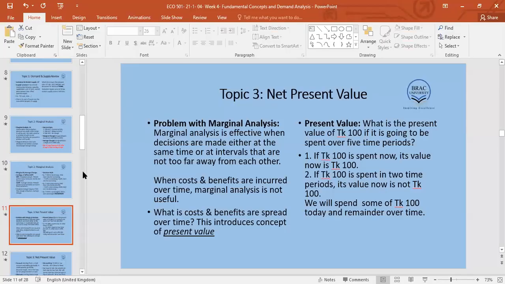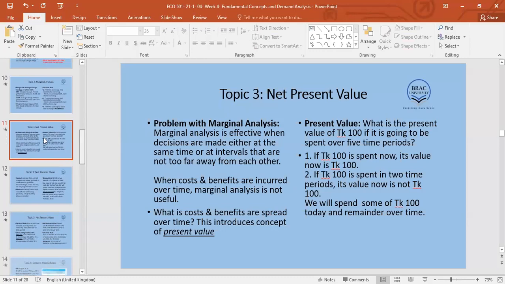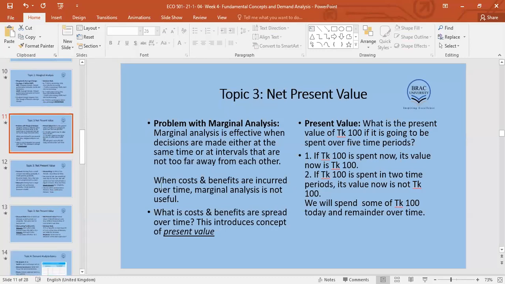Beautiful. These are very basic things, but often they don't tell you these simple things in school. So just look at the slides now. What is the present value of taka 100 if it is going to be spent over 5 time periods and equally? Today the value of taka 100 is 20 taka. If I'm going to spend the taka 100 in 2 time periods, then the value of the taka 100 is now 50 taka to me.